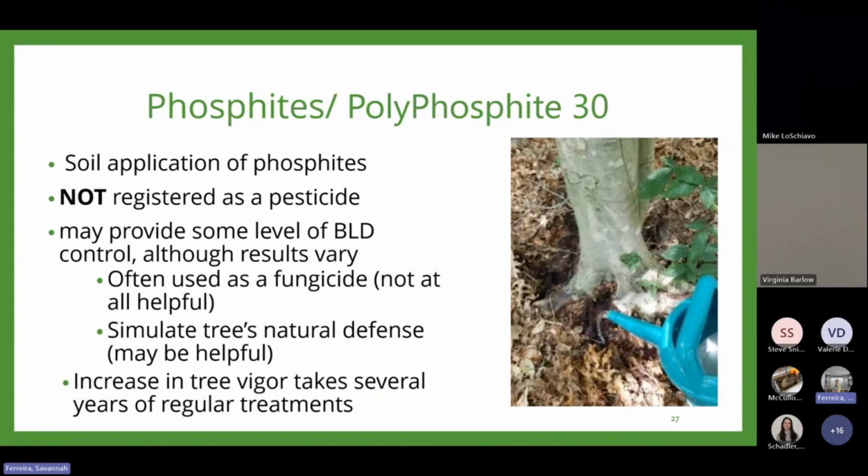This is probably due to the fact that it's a fungicide and beech leaf disease is a nematode. Again, it's just worth noting that positive results are likely just a result of increased health and vigor. Fertilizers help to stimulate the tree's natural defenses, and if you're increasing a tree's overall health and vigor, they're just much better at dealing with pests and pathogens.